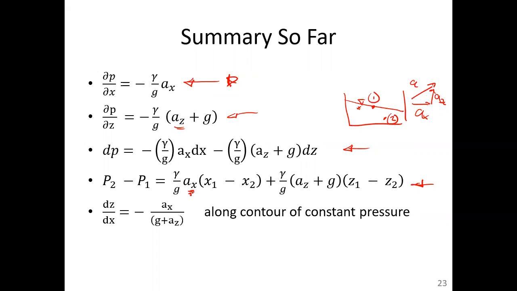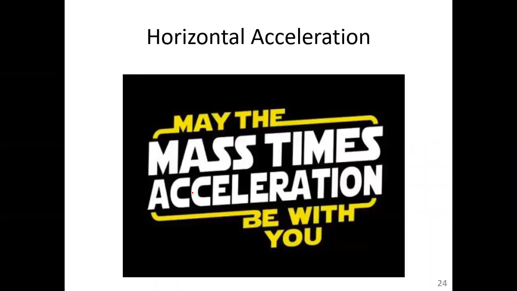Then we looked at that fourth line along a contour of constant pressure, which means P1 equals P2, for example just riding along the free surface. When we look at a contour of constant pressure and solve that fourth bullet for dz dx, that's the slope of the surface, but it's also the slope of any contour of constant pressure. And that slope is related to both horizontal and vertical accelerations, as well as, of course, gravity. So that's a wrap up of what we've been doing the last class and a half.